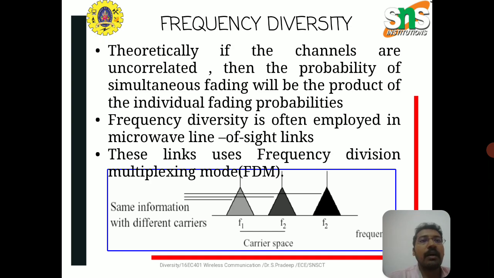Theoretically, if the channels are uncorrelated, then the probability of simultaneous fading will be the product of the individual fading probabilities. Frequency diversity is often employed in microwave line of sight links. These links use frequency division multiplex mode.